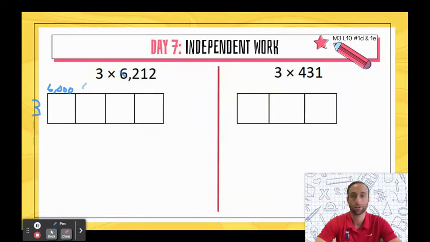Now I have 2 hundreds. Here I have 10. And here in the ones place, I have 2. So just like before, I've broken down 6,000s, 200s, 10, and 2. So again, we're using our knowledge of place value and addition to help us with our multiplication. This is super important here.